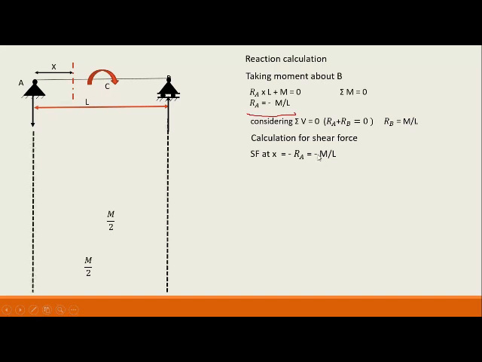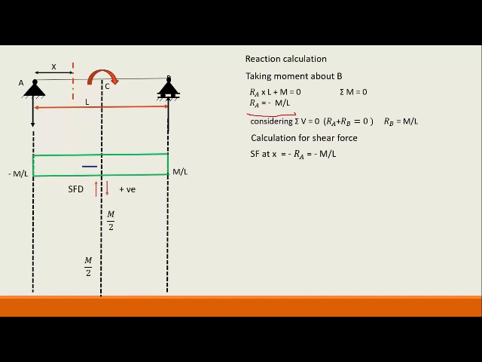So up to B, it will have a value of minus Ra because it is independent of x and there is no other transverse force. So it will look like a rectangle. On both sides it is minus M by L. It will be drawn like this, and put a sign as per the sign convention.